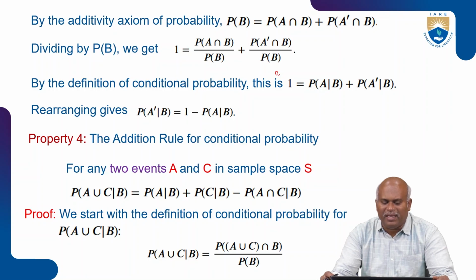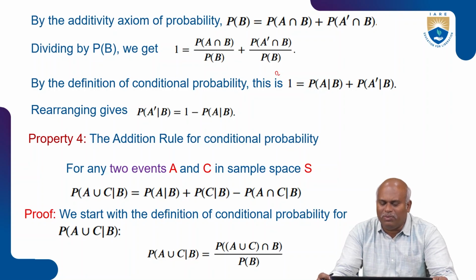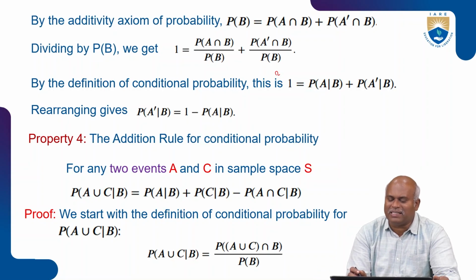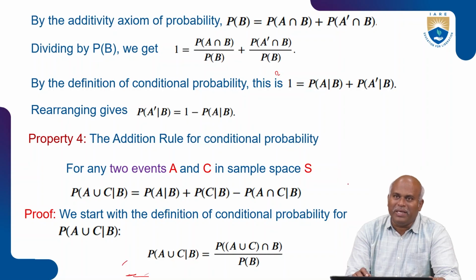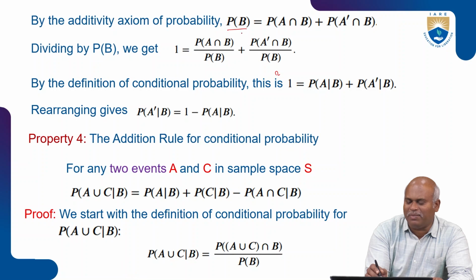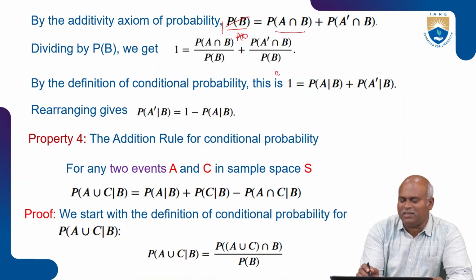Next, by the additivity axiom of probability, P of B is equal to P of A intersection B plus P of A dash intersection B. Now we need to divide by P of B in this equation. If we divide, P of B over P of B cancels, remaining 1. Here is P of A intersection B divided by P of B, and here P of A dash intersection B divided by P of B.